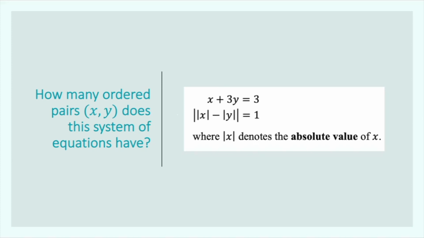For those who don't know about the absolute value function, it's just an on-off function. It turns negatives into positives and it doesn't do anything to positives. For example, the absolute value of minus 3 is positive 3, whereas the absolute value of, say, 6 is just 6. It does nothing to positive numbers, but it makes negatives into positives.